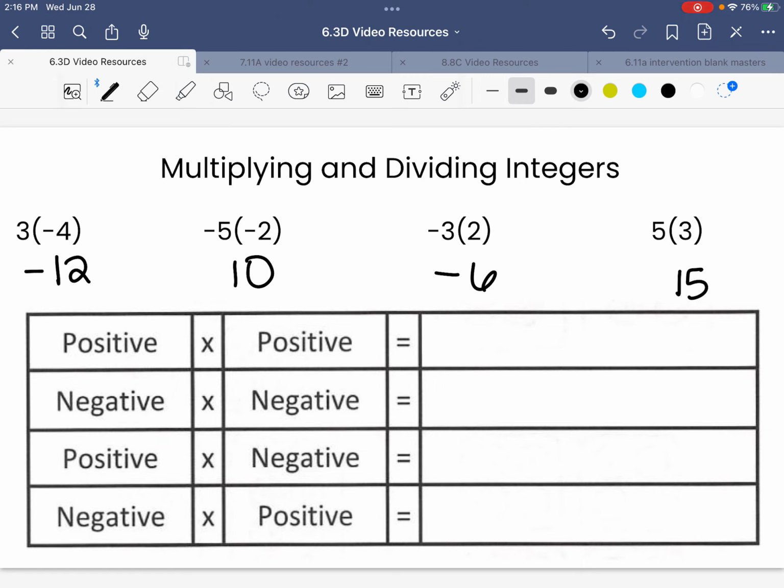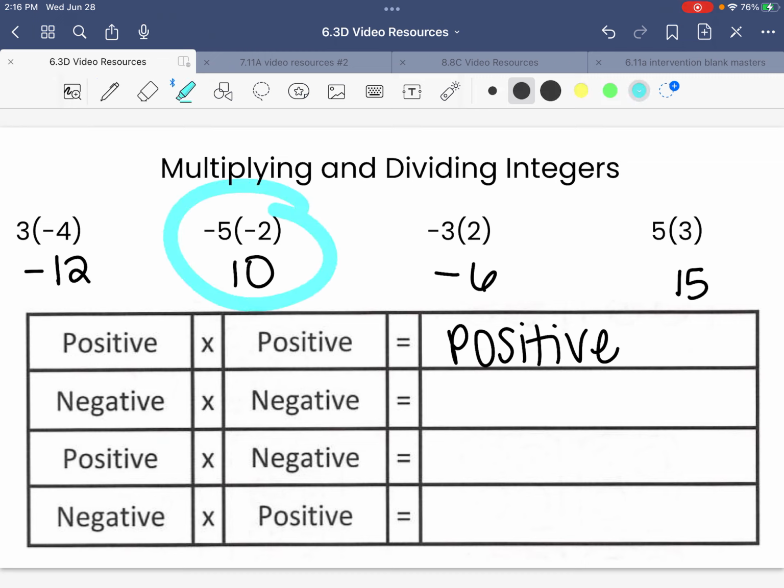So as we're working with these numbers, we start to notice a pattern. And I notice that when I do a positive times a positive, then my solution is a positive number. But when I did a negative times a negative, my solution was still positive.